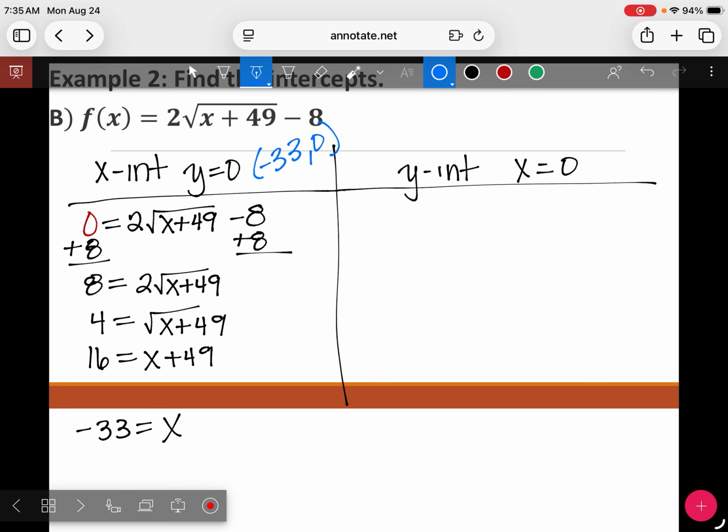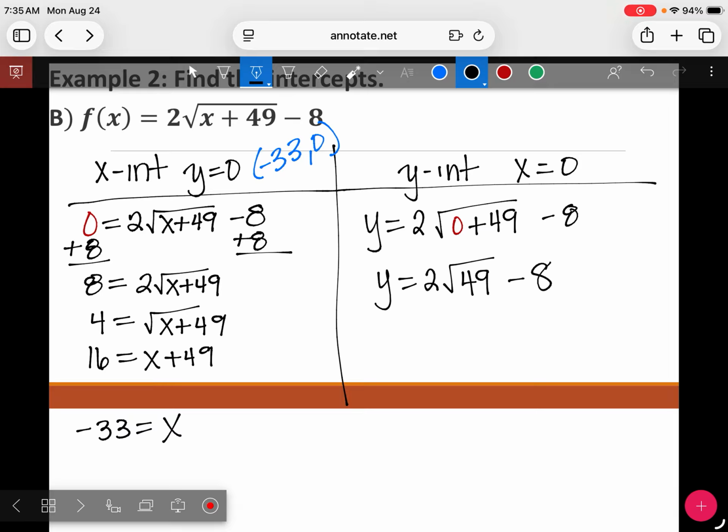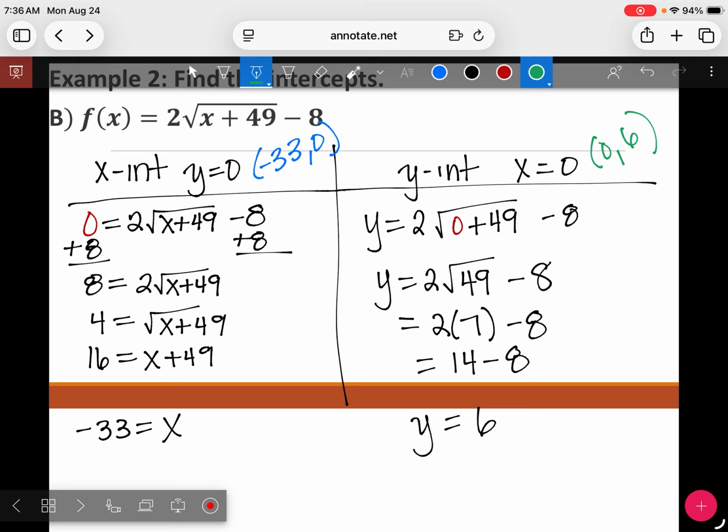And then to find our y-intercept, we have y equals 2 times the square root of 0 plus 49. So we're adding, and notice that it's a perfect square. It will be a perfect square on the test also, so you won't have any decimals. The square root of 49 is 7. 14 minus 8, and I got 6. Anybody else get 6? So you would write that as 0, positive 6. And that's it, y'all. What do you think?